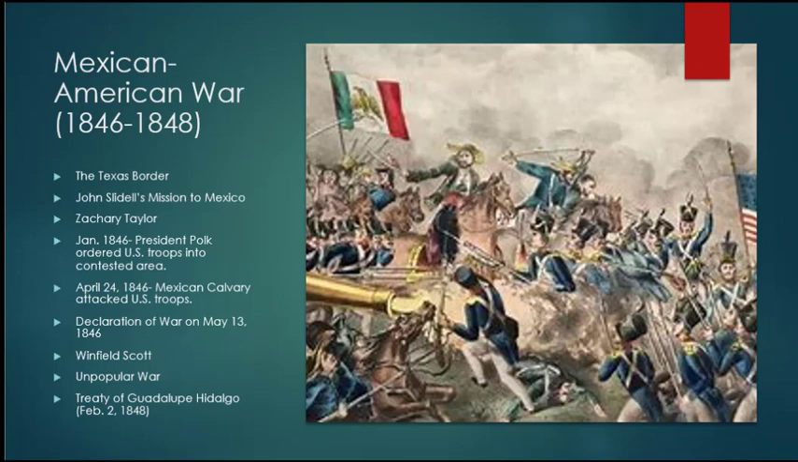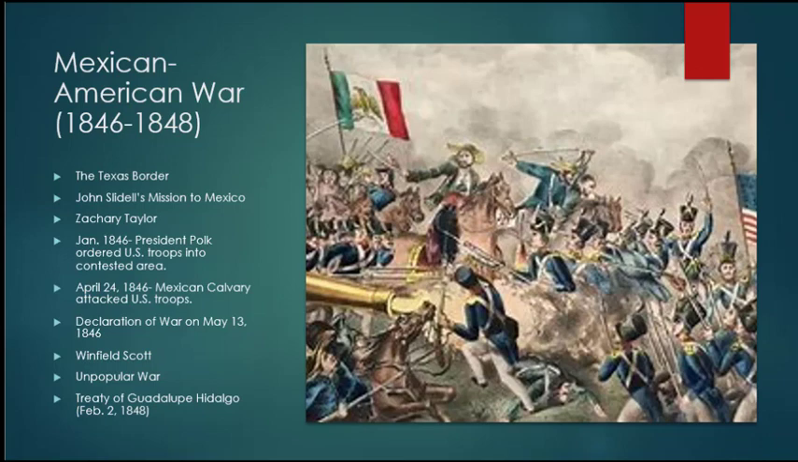When the war is officially declared, Congress calls for 50,000 volunteers to serve in this Mexican-American War, and thousands of men will join the army, and they'll fight in what is called by the opposition Mr. Polk's War. In early fall of 1846, the United States Army will invade Mexico, and within 1 year, General Winfield Scott's men will take Mexico City.